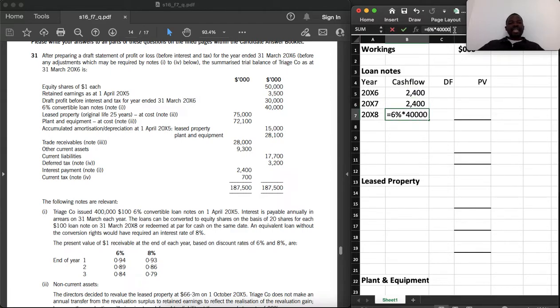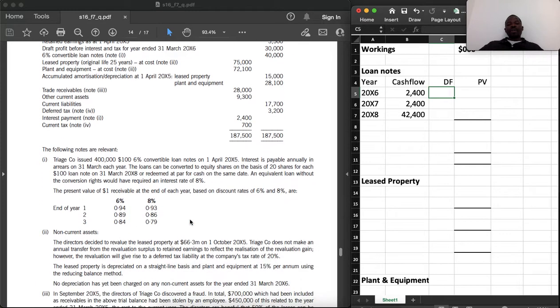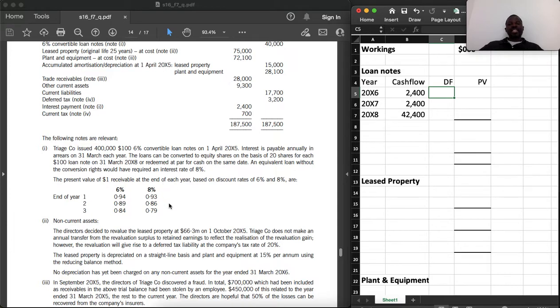And again in year 3, we are going to also pay the principal of 40. So in year 2, we are going to pay, year 3, we are going to pay 42,300. Now we said we are going to discount using the interest rate of an equivalent loan without the conversion basis. So we are given 8%. Never use the coupon rate or the interest rate on the loan note. Use the rate without the conversion, which is 8%. I can safely denote it like here, discount rate at 8%.